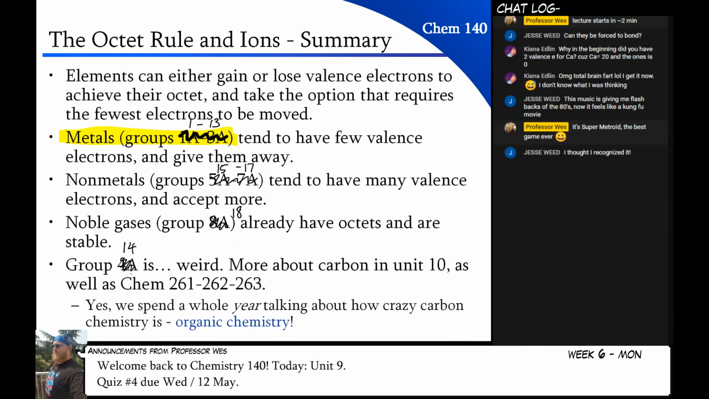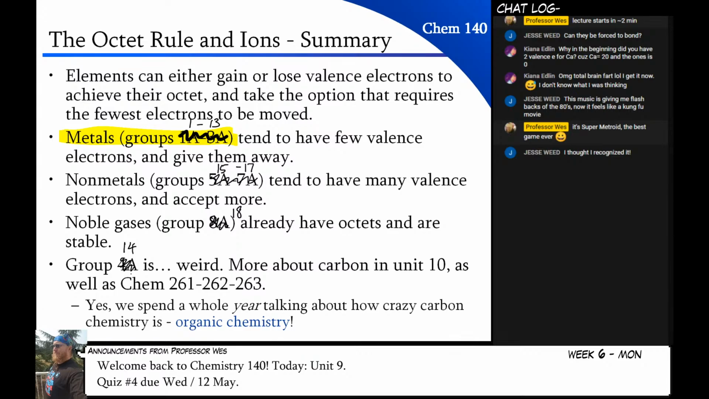So I have carbon. What's faster to get to, 0 or 8? Well, I'm at 4. I'd have to lose 4 or gain 4 in either case. So what does carbon do? Carbon decides to strike out on its own, and it does everything and anything that it wants to. There are so many weird options because carbon is right there in the midpoint that we spend an entire year talking about what carbon is capable of, and that's called organic chemistry.